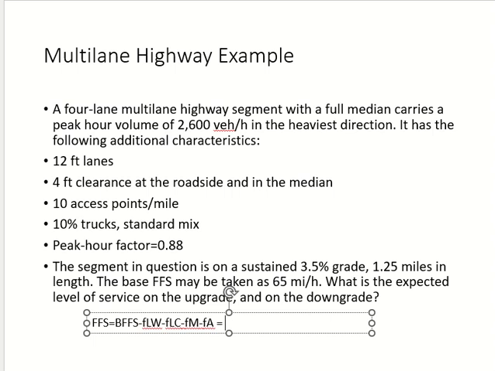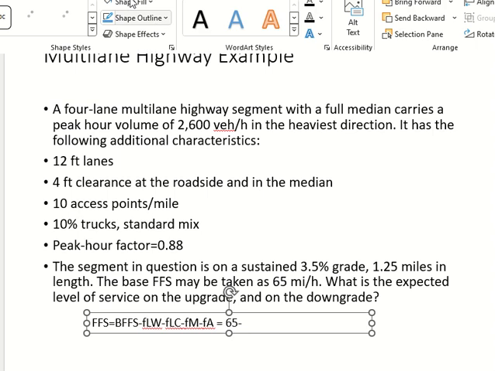So which value is given? Base free flow speed. This value, this is 65. Okay. So this is base free flow speed. Free flow speed is something else which we need to find out.